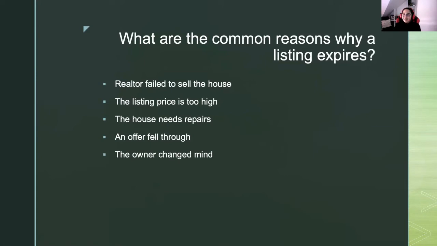Another reason why a listing would expire is the owner changed their mind. This is more applicable to withdrawn status, because the owner could change their mind anytime within the contract. If the owner decides that he or she does not want to sell anymore and wants to take the house off the market, they can pull it off. They can tell the realtor to take it off of any marketing websites or MLS.